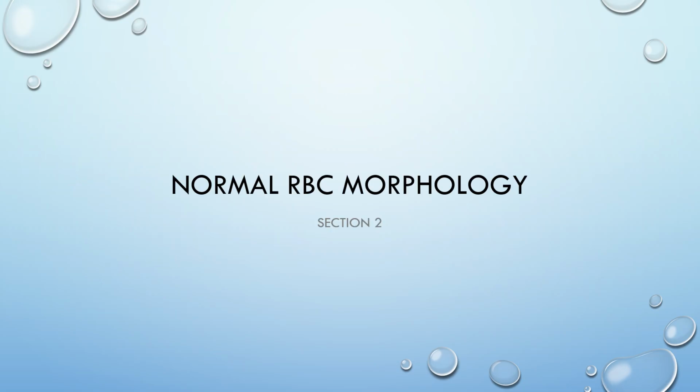Now that we've talked about the general framework for evaluating erythrocytes, we're going to move into our first major section, normal red blood cell morphology. This might sound basic, but it's actually one of the most important parts of hematology training. Before you can recognize abnormal cells, you have to be completely comfortable recognizing normal ones. And this is where many students underestimate the challenge.